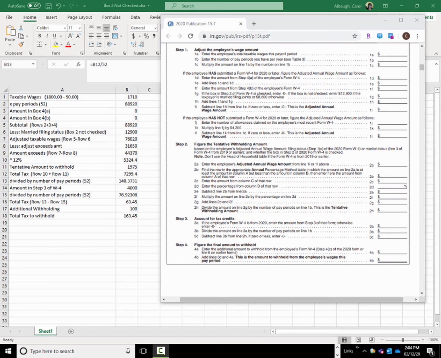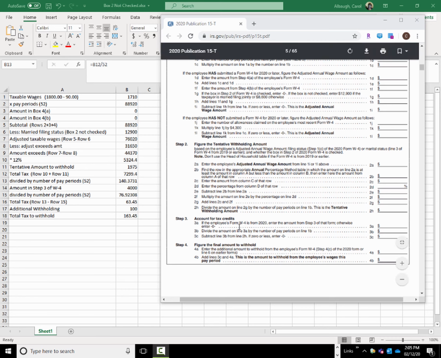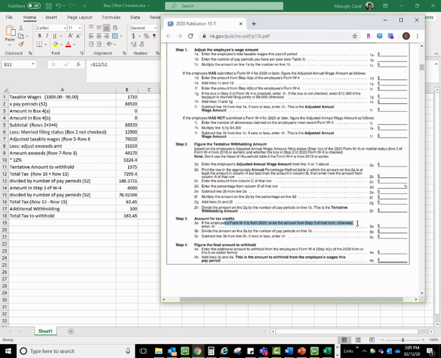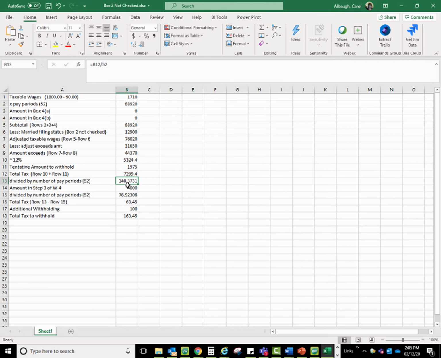Calculating the taxes using the 2020 W-4 is just a little bit different in that the credit received for the dependents that was entered on box 3 is deducted after the original tax is calculated. In this case, we need to now go to step 3, which is if the employee's form W-4 is from 2020, we need to now enter the amount from step 3 of that form. Otherwise, we enter 0. So remember, our employee entered $4,000 in box 3. We need to now divide that by the number of pay periods in a year, or the 52 weeks.